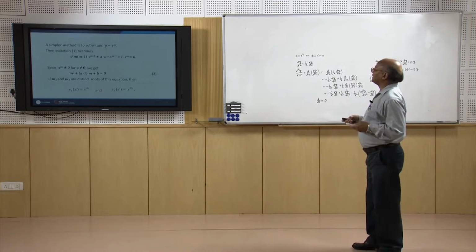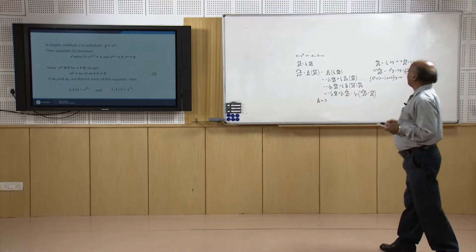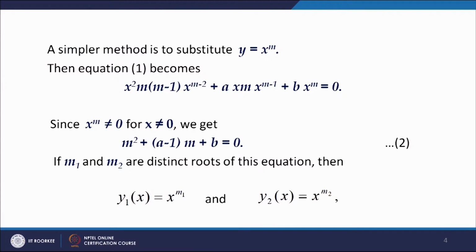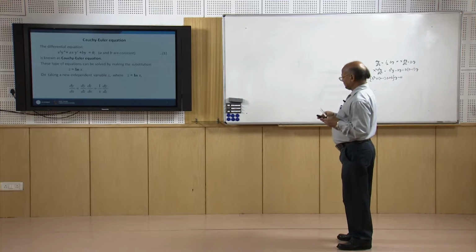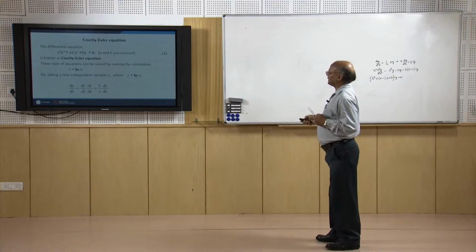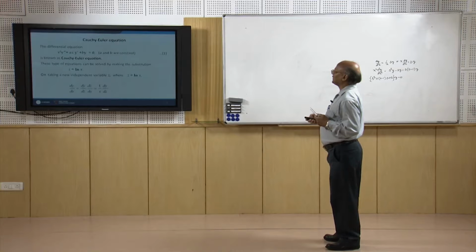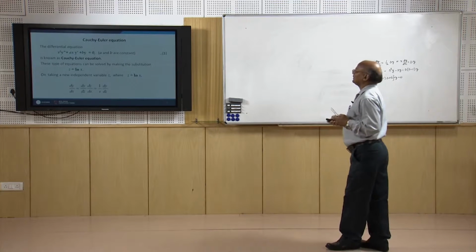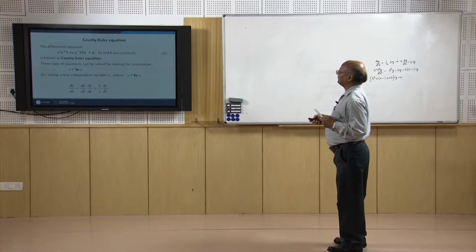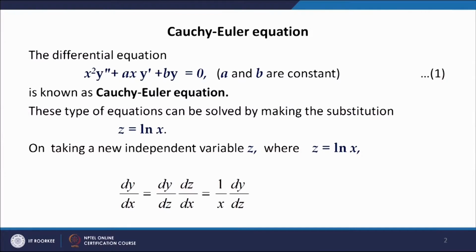Now, there is another method which is rather simpler to find the solution of the differential equation x square y double dash plus a x y dash plus by equal to 0. In this method, we put y equal to x to the power m in that equation. When you differentiate twice x to the power m, you get m into m minus 1 x to the power m minus 2. So, you get m into m minus 1 x to the power m after you multiply by x square, and similarly a times x y dash will be a m x to the power m, plus b x to the power m equal to 0.